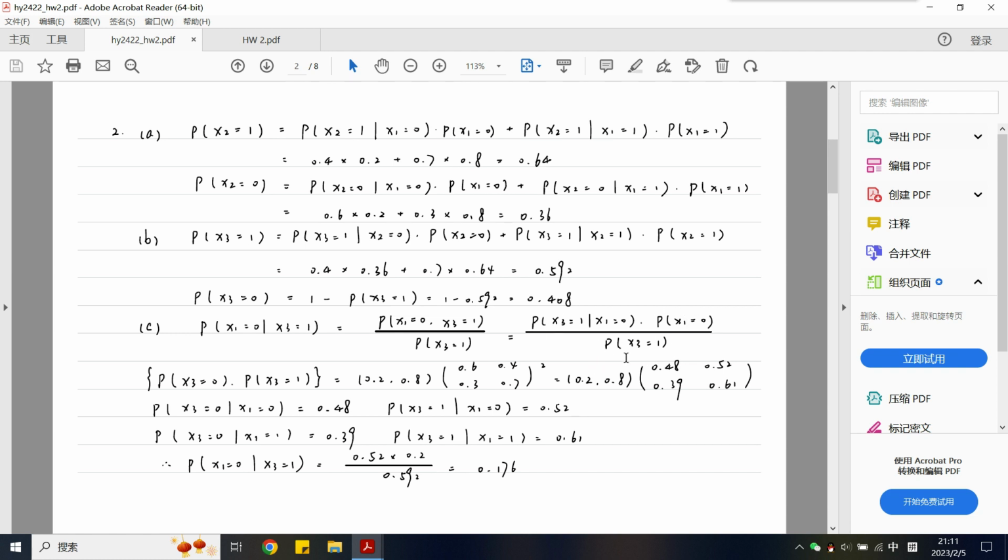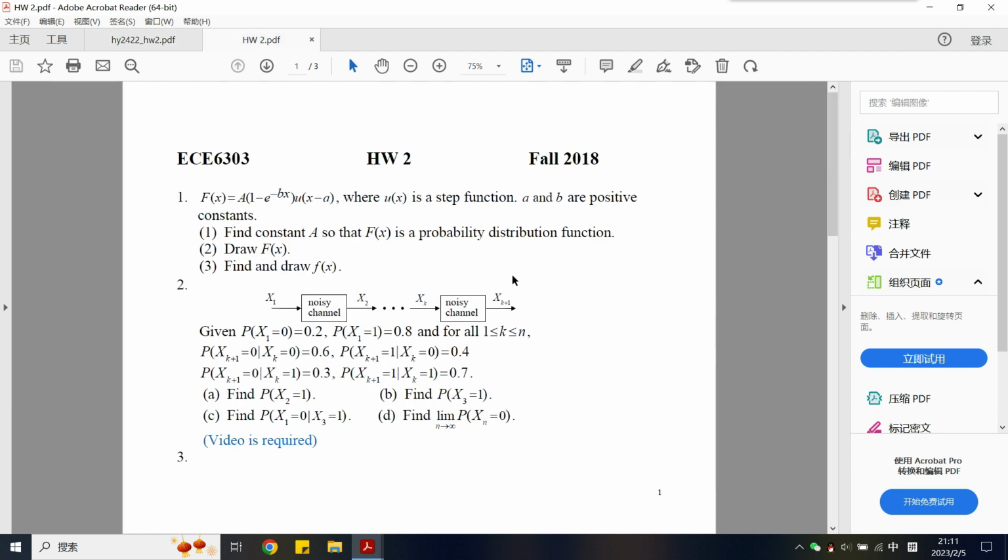After that, we can get all of the data for this formula, and then we put them into this formula, and finally we get that the probability that x1 is 0 given that x3 is 1 is 0.176.